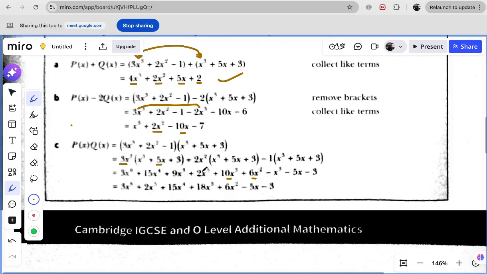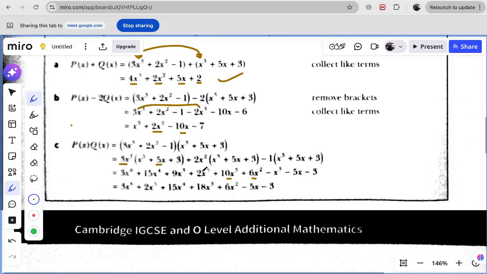Okay, let's say power 3, this one: 9x to the power of 3 plus 10x to the power of 3. That's 19x to the power of 3 minus x to the power of 3. You get 18x to the power of 3. That's how we got this 18x to the power of 3.